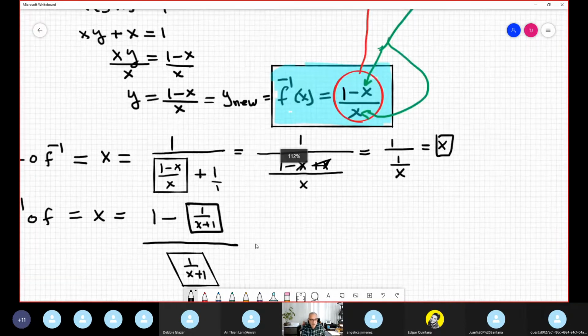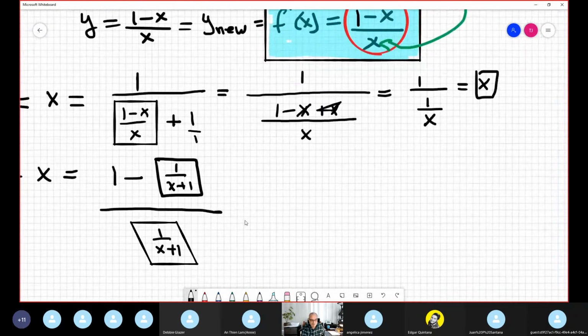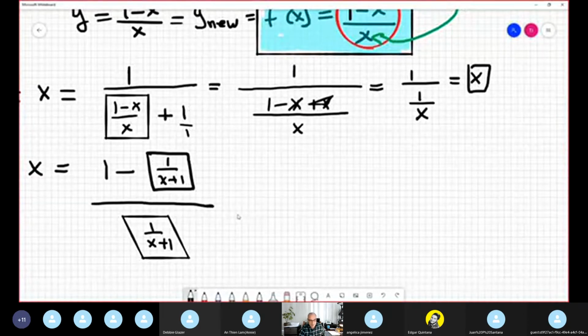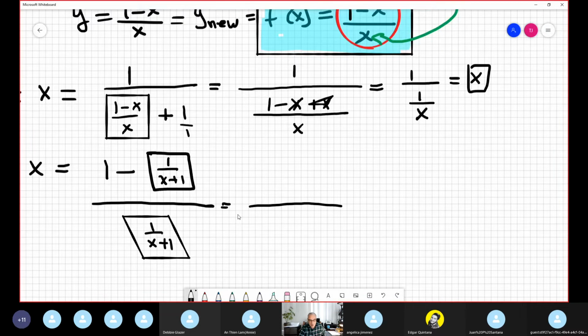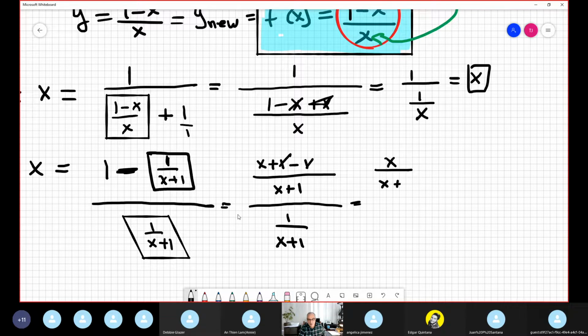Okay, now algebra, manipulating this. And the bottom, nothing, it stays the same. The top, yes. The least common denominator is x plus 1. x plus 1 multiplied by 1 is x plus 1, minus 1. This minus 1 cancels. So we have in the top x over x plus 1, and in the bottom we have 1 over x plus 1.